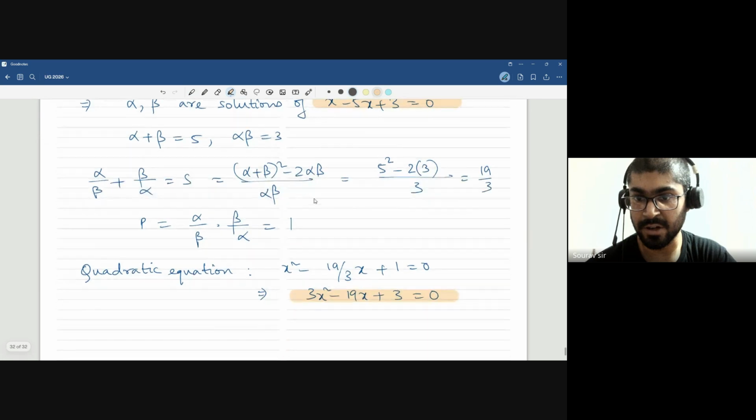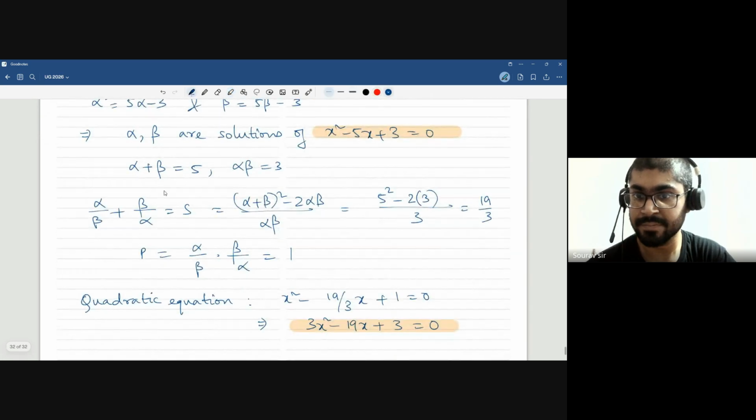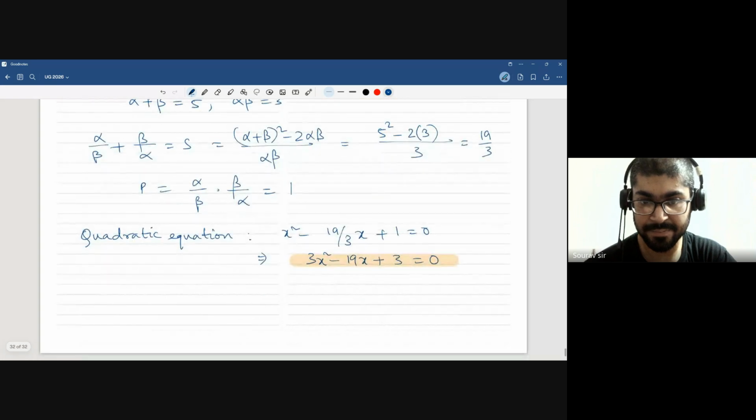This step was also important. So these are the two steps that are important. Okay, clear?